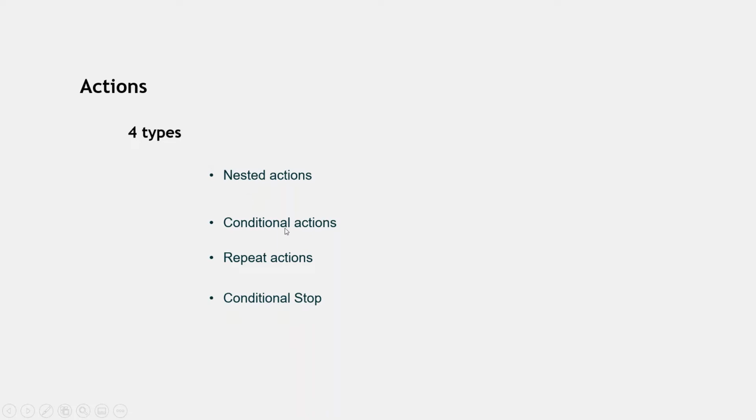They are nested actions, conditional actions, repeat actions, and conditional stop. So nested actions are action within an action. Conditional actions, if you have to have any condition specified, then you'll go with conditional actions. These can actually be identified with prefix if at the beginning of each step. And repeat actions, when you have any loop to be repeated, so then you go with the repeat actions, and this can be identified with the prefix for each item n at the beginning of each step. And if you want to stop the action, then you'll go with conditional stop, right?